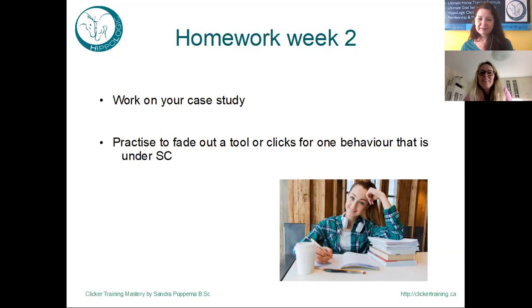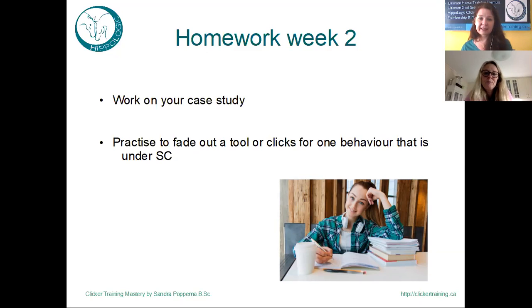Okay. Any more questions? No, I think I have my head filled up. Yeah. So the homework: work on your case study and practice to fade out a tool or clicks for one behavior that is under stimulus control.